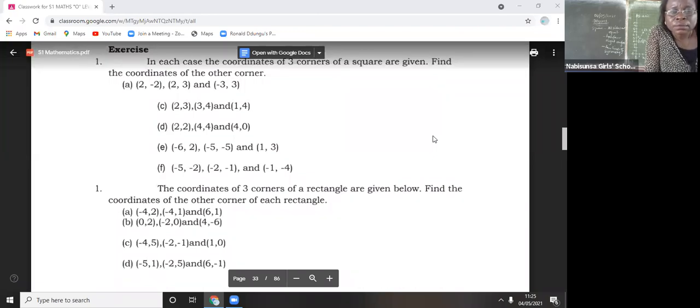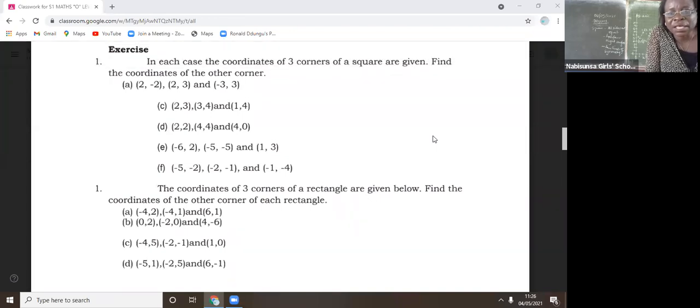The question is, in each case, the coordinates of 3 corners of a square are given. Find the coordinates of the other corner. They need you to first plot the points on the graph. Then after you join, you measure so that it can make a square, or you can move the steps. Thank you very much. That is how Najinda has helped us to interpret the question. Can we have another person to see if we are all at the same point?